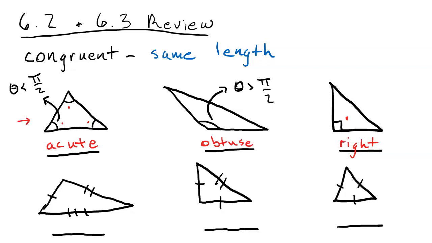So when we talk about the side lengths of triangles, we can also classify them by which sides and how many sides are congruent. So when no sides are congruent, we call this a scalene triangle. When we have two sides that are congruent in a triangle, we call that an isosceles triangle. And when we have all three that are congruent, we call that an equilateral triangle.